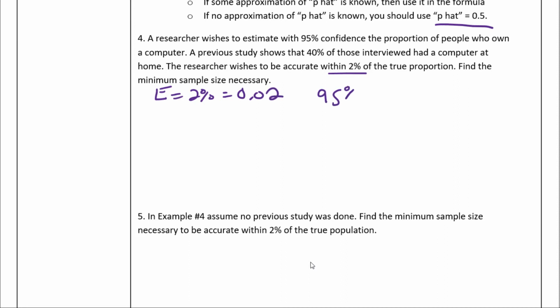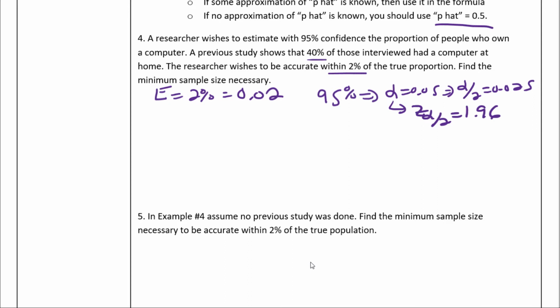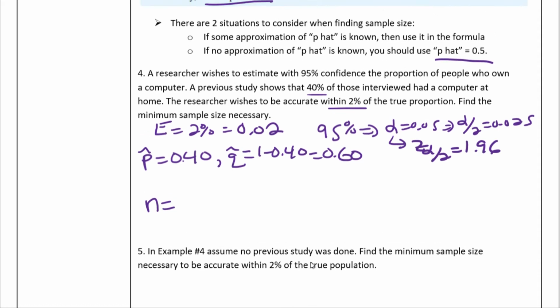So you want a 95% confidence, which means your alpha is 0.05, so your alpha over 2 is 0.025. Look that up on the chart, and you get your Z alpha over 2 is 1.96. It says 40% of those interviewed had a computer at home, so that's your p hat according to a study. And your q hat is 1 minus that, which is 60%. We want to figure out the minimum sample size, so we're going to use the minimum sample size formula.